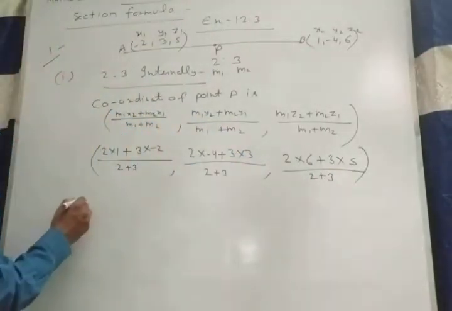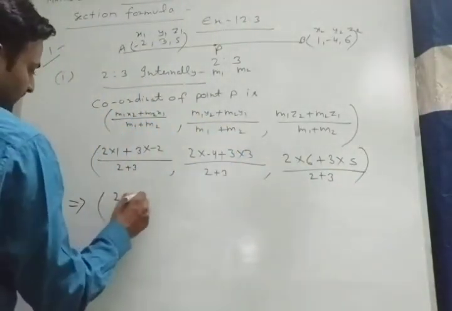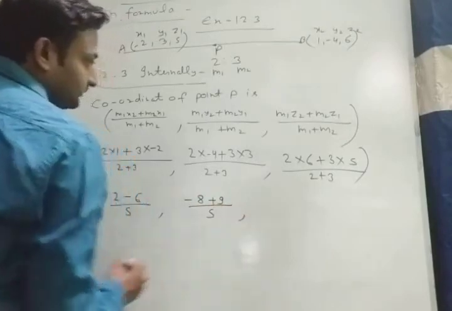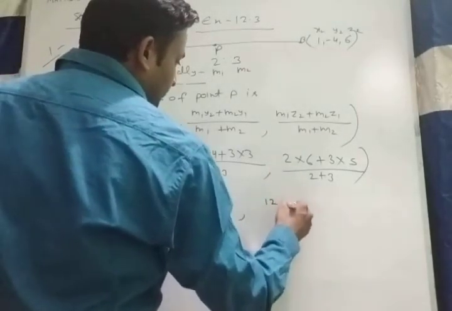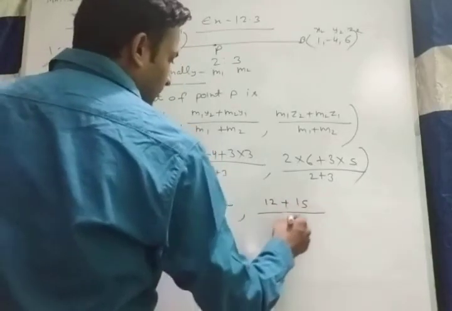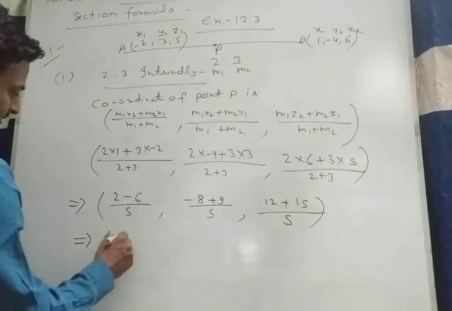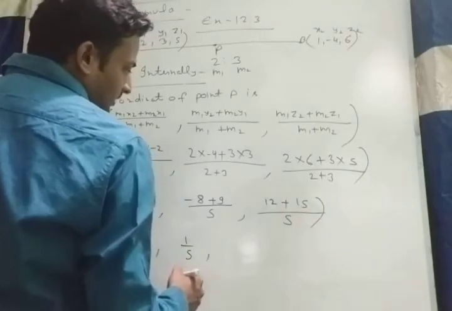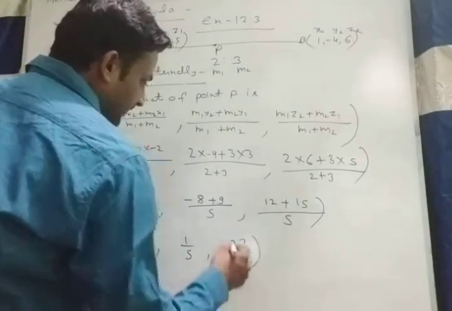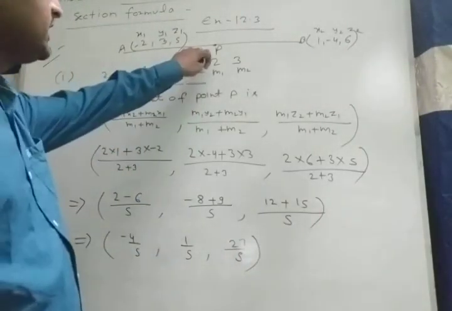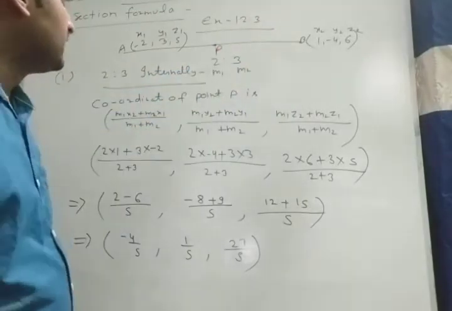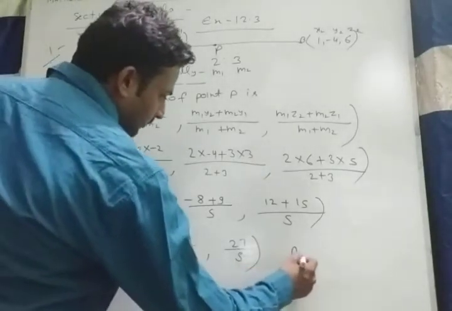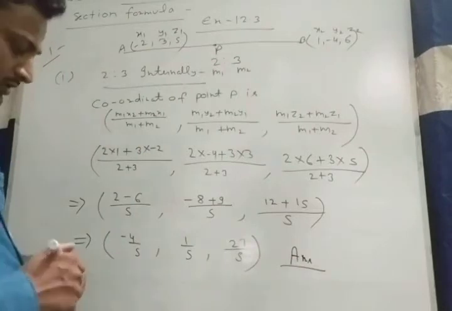Now we will solve it. We get 2 minus 6 upon 5, minus 8 plus 9 by 5, 12 plus 15 upon 5. This implies minus 4 by 5, this will be 1 by 5, this will be 27 upon 5. So this is the coordinate of point P which divides the line segment AB in the ratio 2:3. So this is our required result. Now we will see the next.